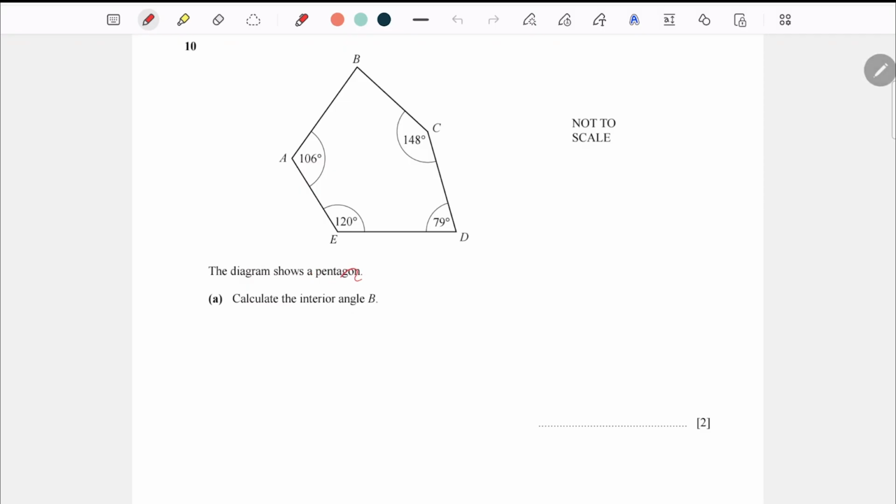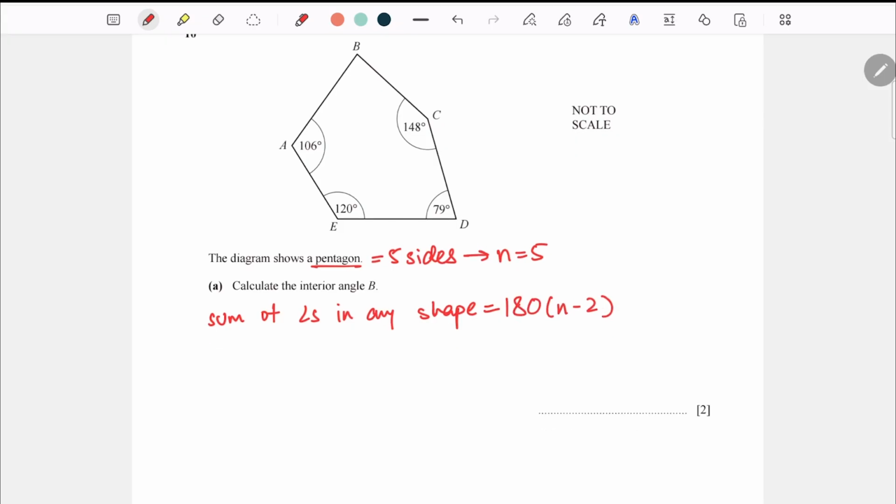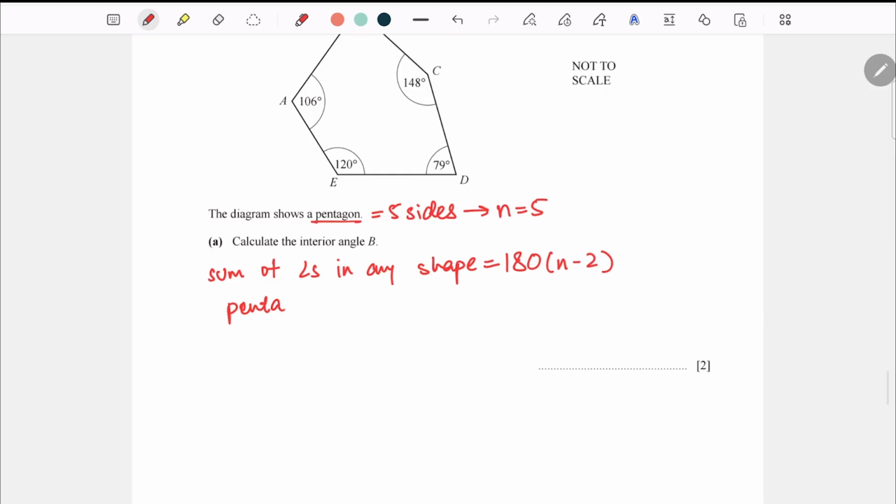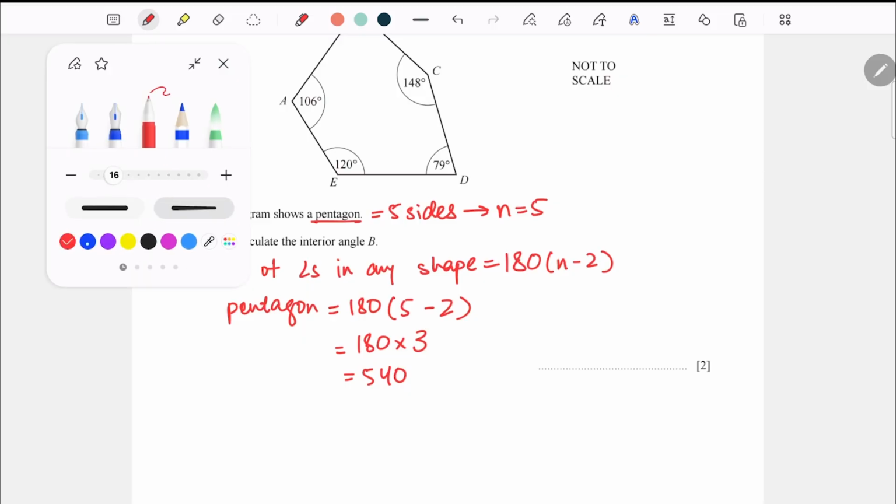Question 10. The diagram shows a pentagon. Pentagon has 5 sides, so n will be equal to 5. Calculate the interior angle B. Sum of angles in any shape is basically equal to 180 bracket n minus 2. For a pentagon, it will be equal to 180 into 5 minus 2, and this is 180 multiplied by 3, which is 540. So now we know that the sum of all angles is 540.